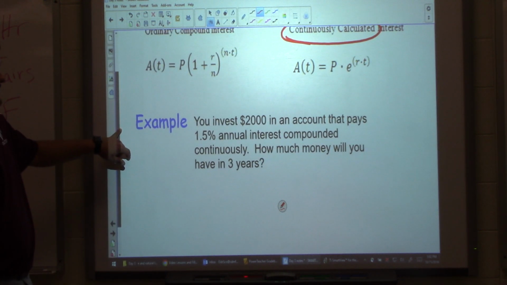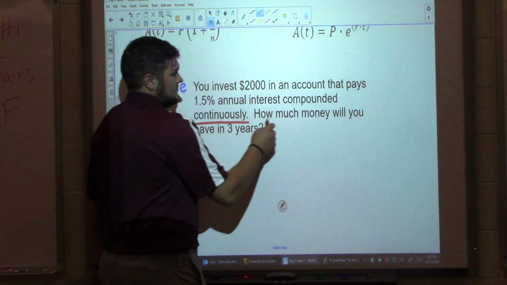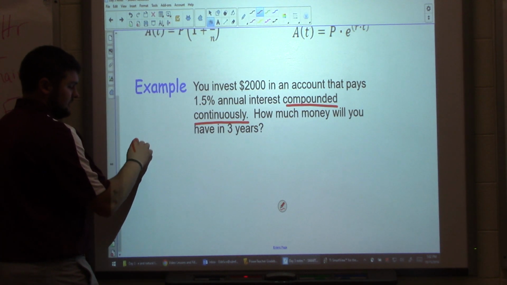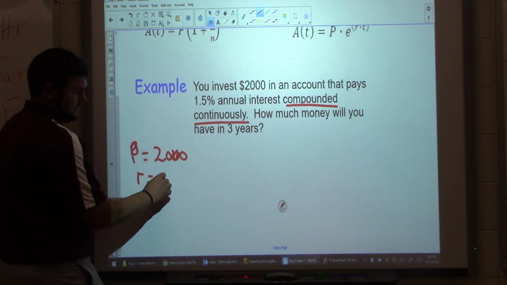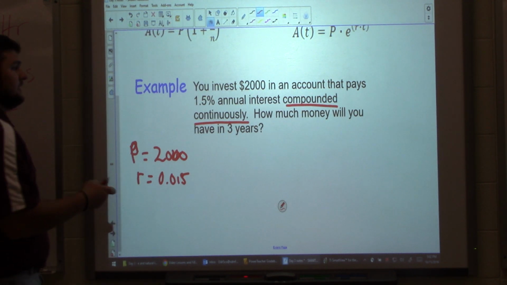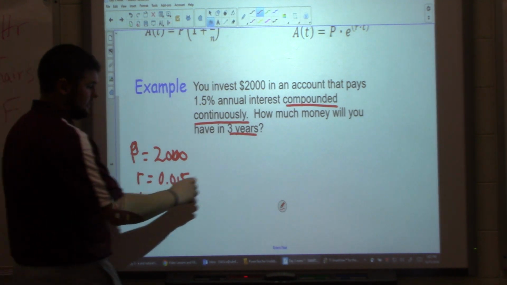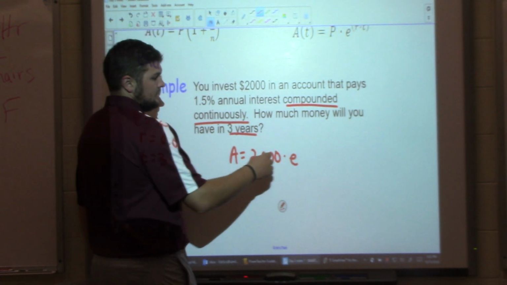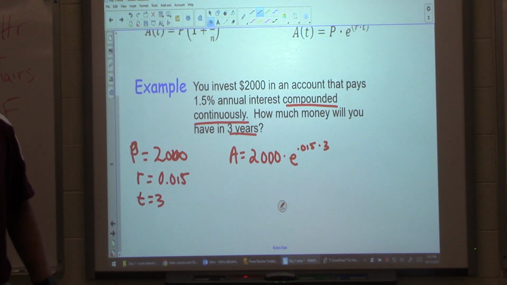So compounded continuously. We invest $2,000 in an account that pays 1.5% annual interest, compounded continuously. So I know I'm using my new formula. My original amount, my principal, is $2,000. My rate, 0.015, right? 1.5% as a decimal. And how much money do I have in 3 years? So t equals 3. So if I plug this into my new formula, I get A equals 2,000 times e to the 0.015 times t power, or times 3 power.